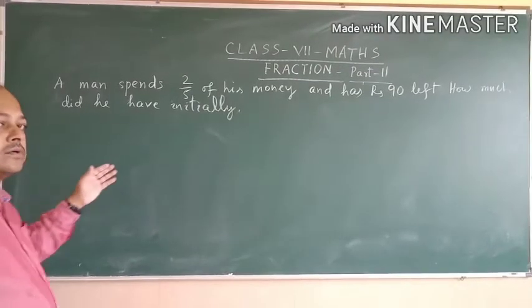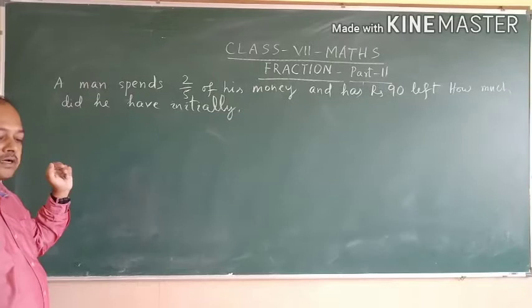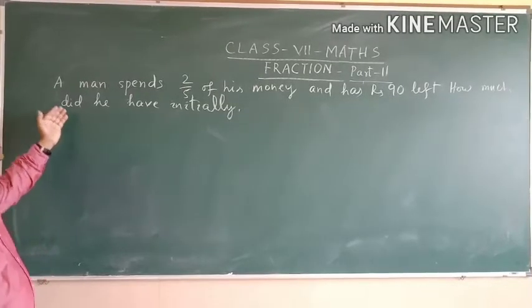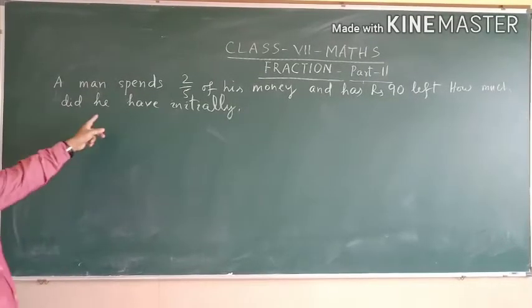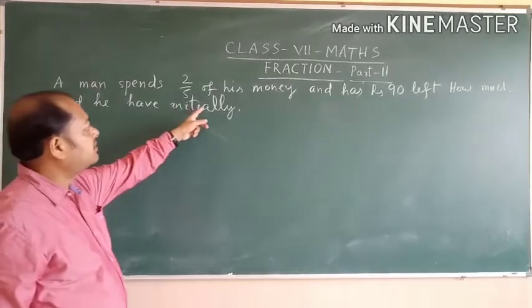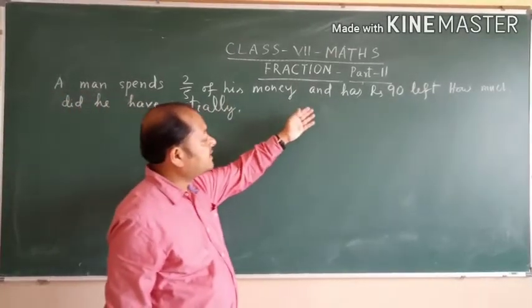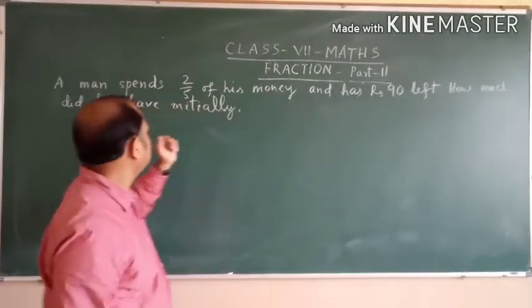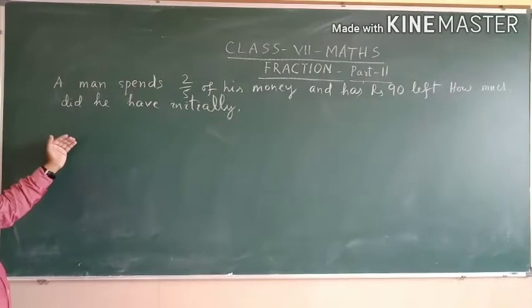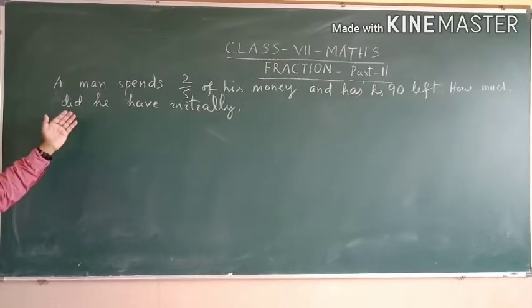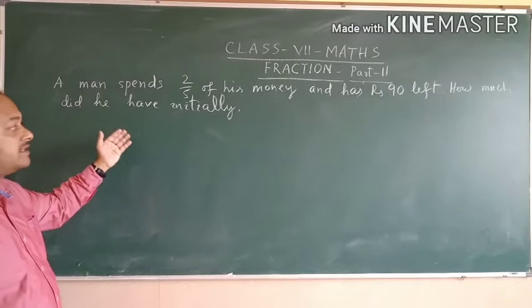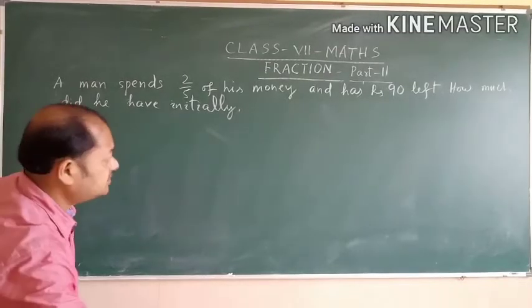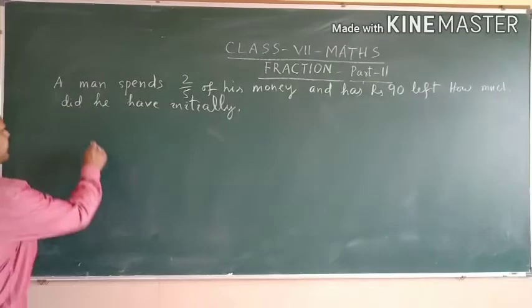Now we'll solve one word problem of this chapter, fractions. The question is given here: a man spends 2 upon 5 of his money and he has 90 left. How much did he have initially? In this question, the initial amount or the whole amount is not given here. So let's take the whole amount as rupees 1.